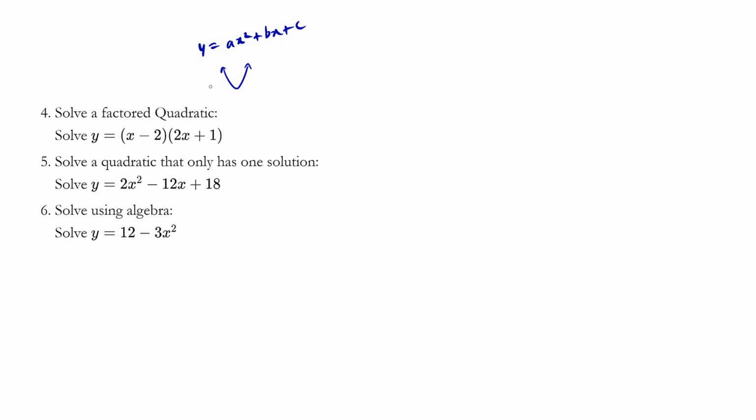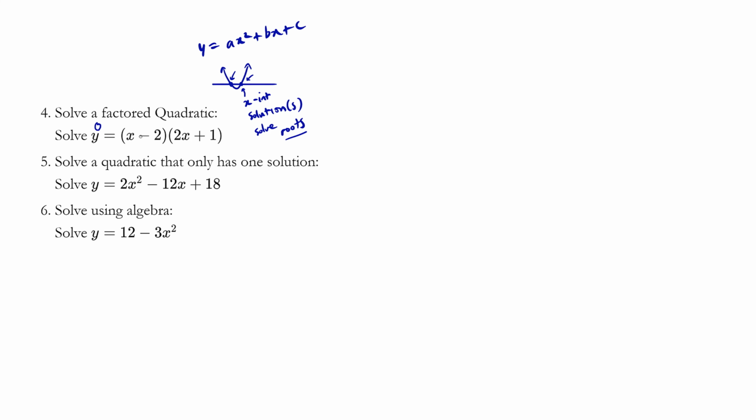But we want to solve this. So the word solve means when y equals 0, we want to figure out where this parabola crosses the x-axis. So when y is 0, what is the x value in which we have the solution? This is called an x-intercept. It's called a solution or solutions. We're solving it. They're also called roots. So find the roots.